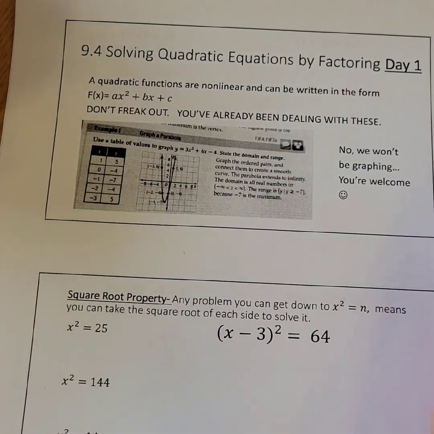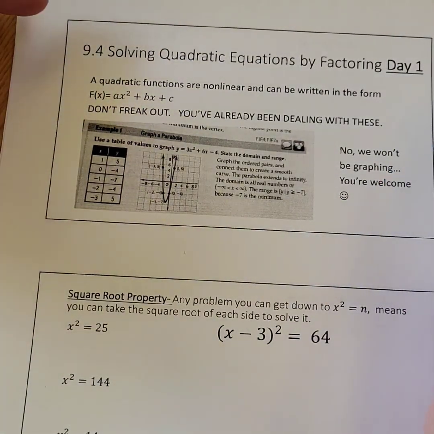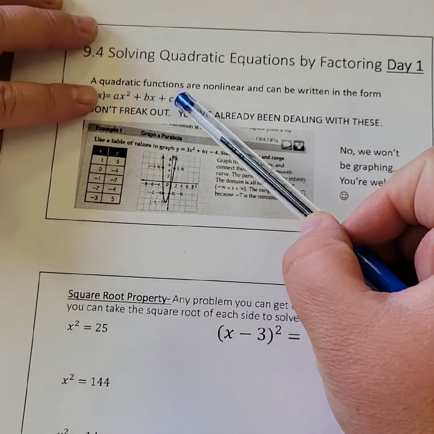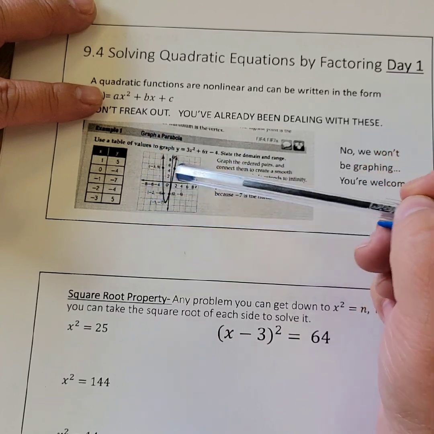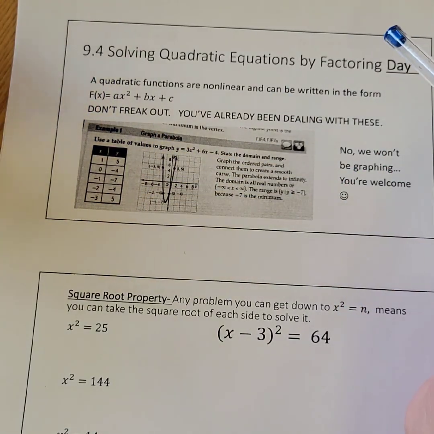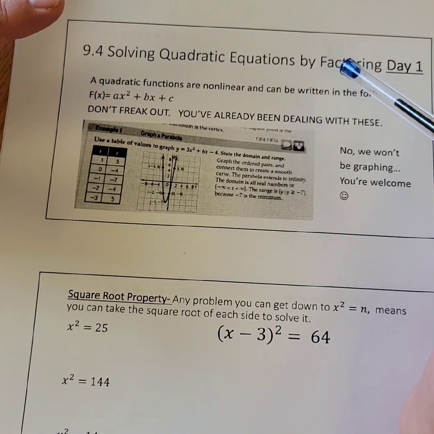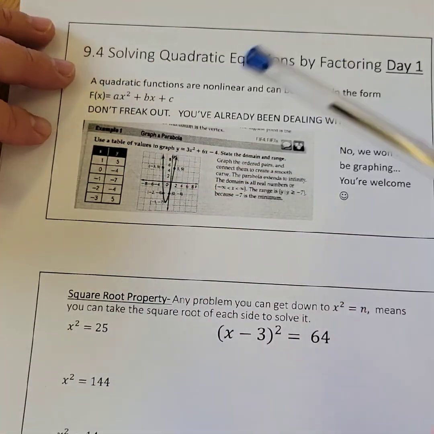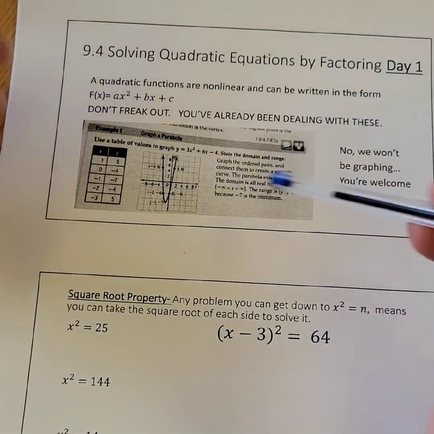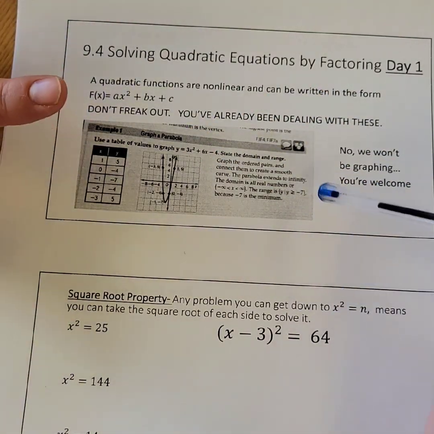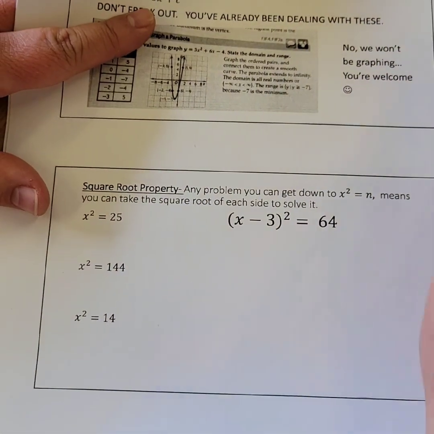Okay, so 9.4, solving quadratic equations by factoring. This first slide is just an explanation: if you were to graph something that looked like this, it would be a parabola, so it's U-shaped. Sometimes they're in different directions. Anyway, what you're trying to find when you factor is the spots where they actually cross the x-axis. But this is stuff we've already been dealing with, sort of, but you just didn't know it, okay? So there's a square root property.